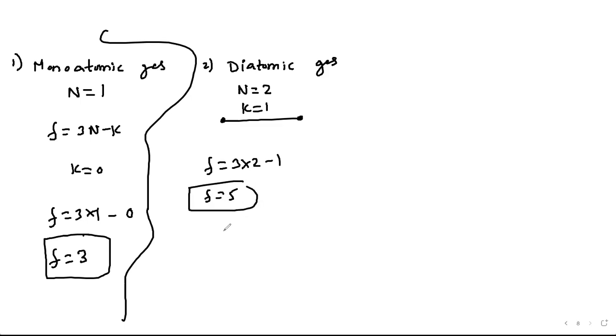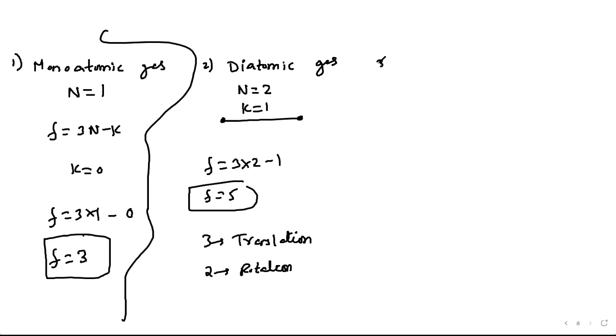So 5 degrees of freedom means 5 types of motions. It can move along x-axis, along y-axis, along z-axis. It can also rotate about 2 axes. So 5 degrees of freedom means 5 types of motion, 3 of translation and 2 of rotation. This is the degree of freedom for a diatomic gas.